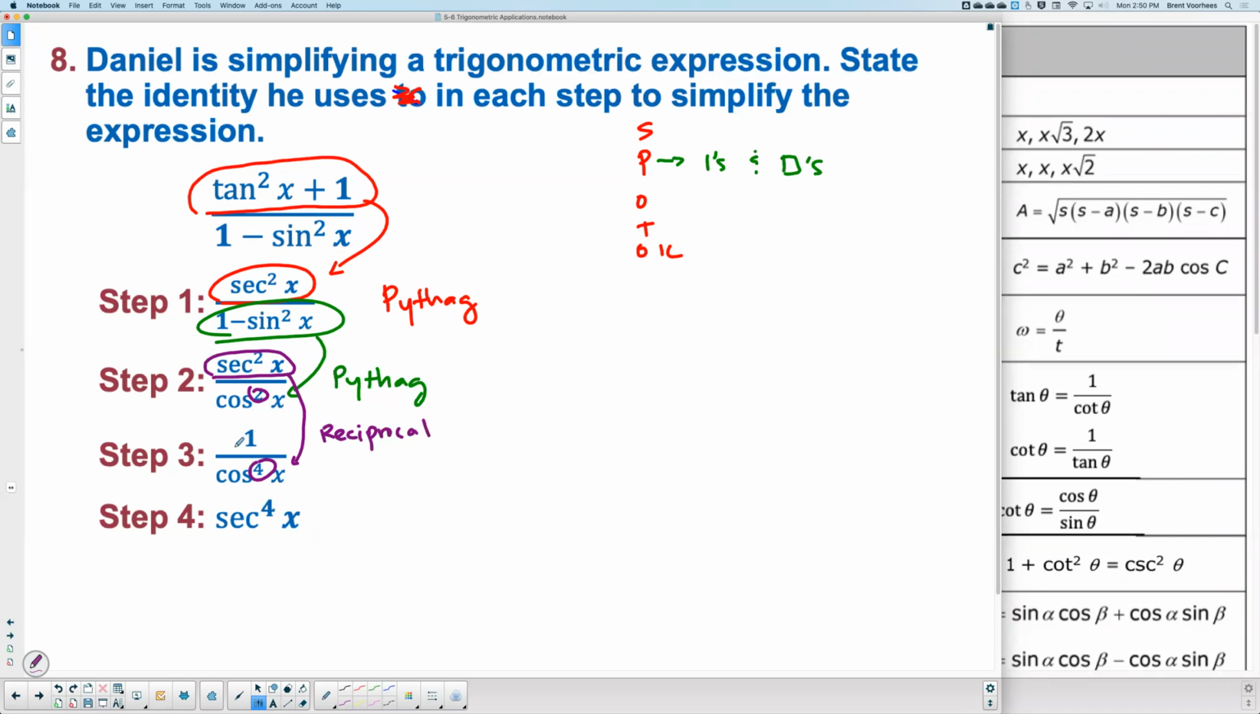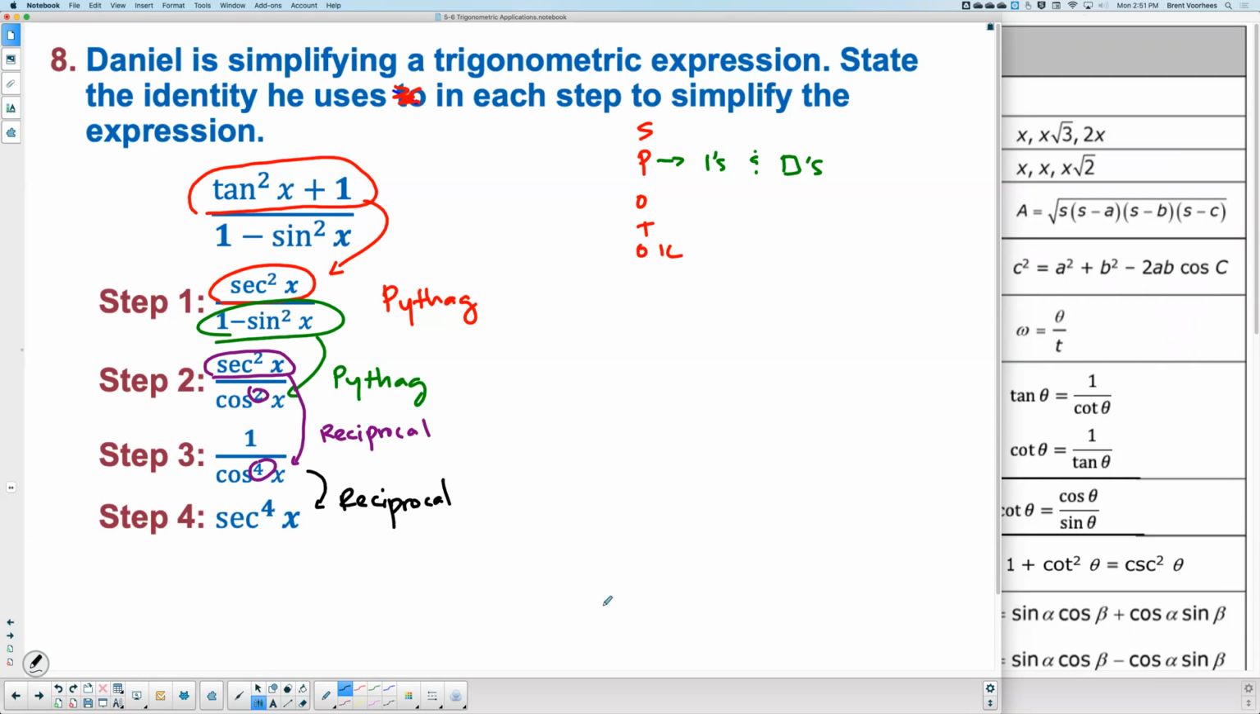And then finally, 1 over cosine to the 4th power becomes secant to the 4th power. That's also reciprocal. We have 2 reciprocals in a row. That would be called a reciprocal as well. And that would be the answer.